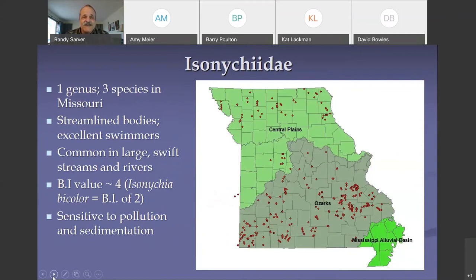We have 3 species found that are in one genus in Missouri. Like I said before, streamlined bodies, really good swimmers. They're common in swift streams and rivers. As you might guess, they probably prefer riffles, actually. They can swim well enough to survive in the riffles. Among these 3 species, we would give them, for the whole family in Missouri, a biotic index value of 4. But the one more common Isonychia species, which is bicolor, that's found in the Ozarks, is more sensitive, and it has a biotic index value of 2.